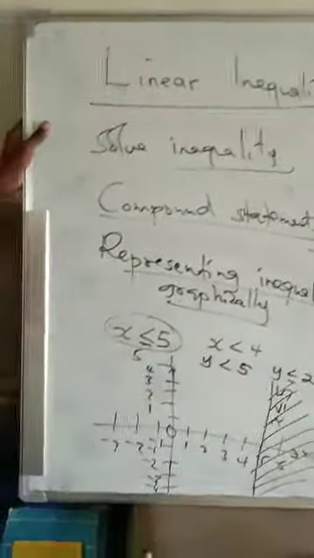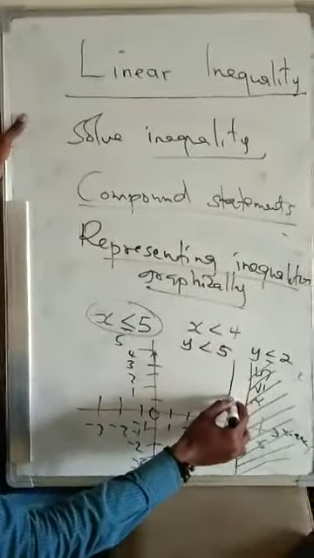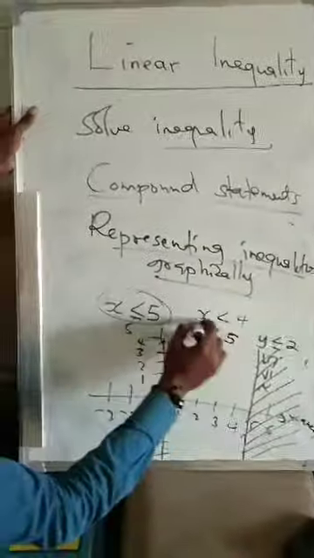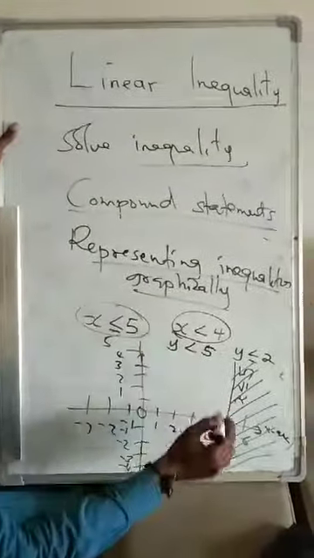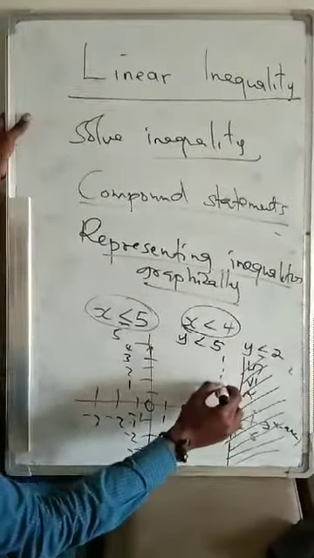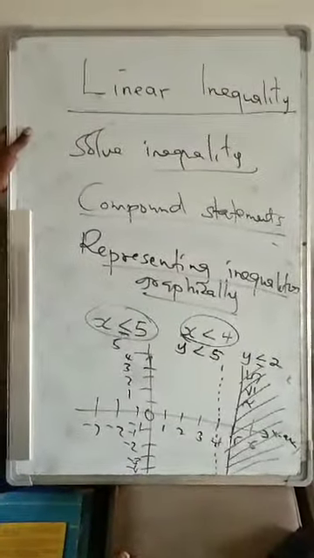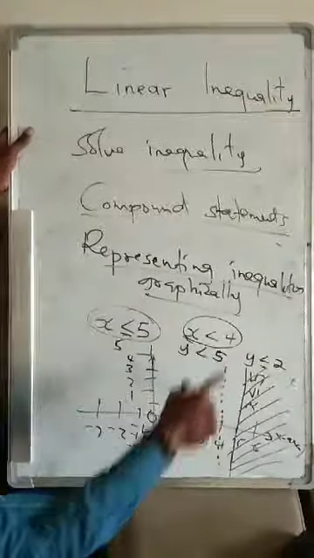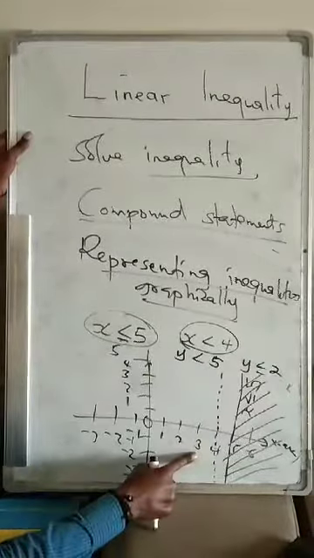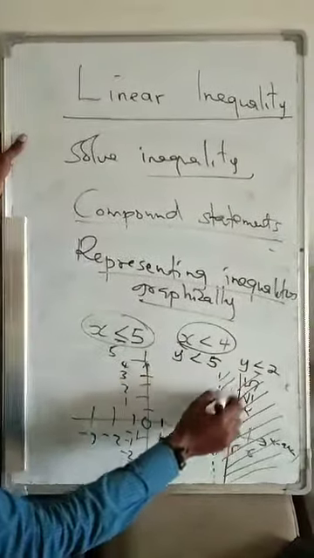And then x is less than 4. So that is this point here. But we don't have the equal sign, so if we don't have it, we draw a dotted line. And then we say x is less than 4. Is 3 less than 4? Yes. Is 5 less than 4? No. So that side you say no, you shade it.